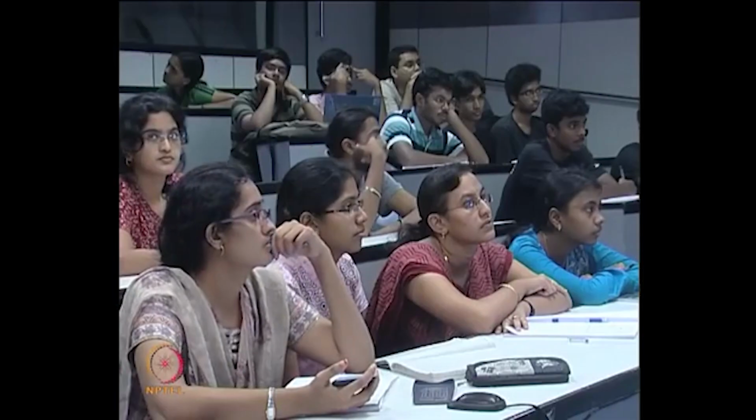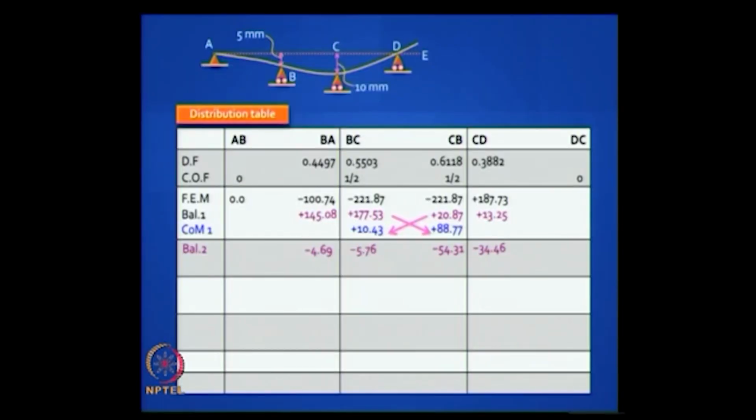Now after you have carried over at the joint B, what is the unbalanced moment? It is plus 10.43. So what should you do now? Again balance it, okay. So that is what you do, and you have to balance 88.77 at joint C. You can do all that in one step. Is it clear? It is a simple thing, you can do it manually very fast.